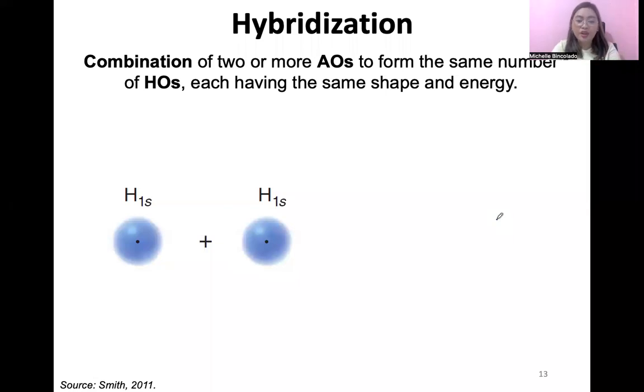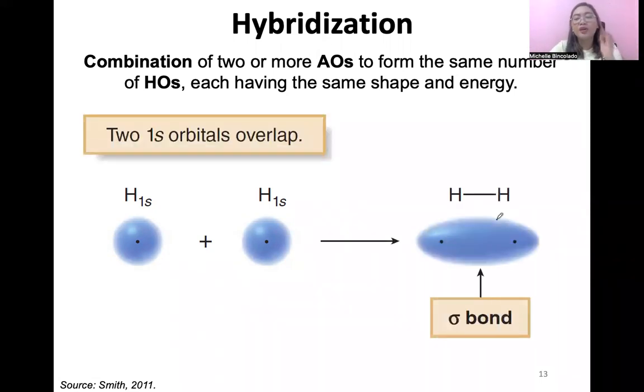So we have here the 1s orbital of hydrogen. We all know it's spherical, and another 1s orbital of hydrogen. So two hydrogen atoms, how will they bond with each other? The answer is the concept of hybridization, wherein these 2 orbitals will combine. They will overlap. Okay, so that's another word that you will use here, overlap. How do they overlap? Two spherical orbitals overlap head-on, and we form this bond.